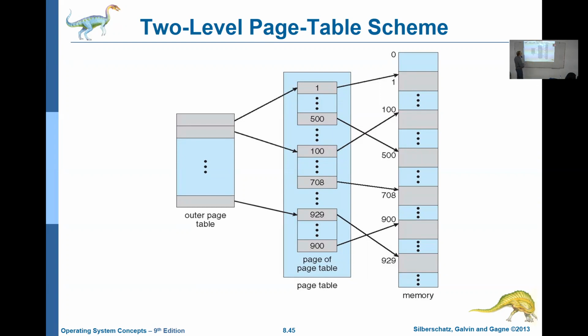Okay, so normally our page table looked like this. I'm going to draw this box. 1, 500, 100, 708, 929, 900.